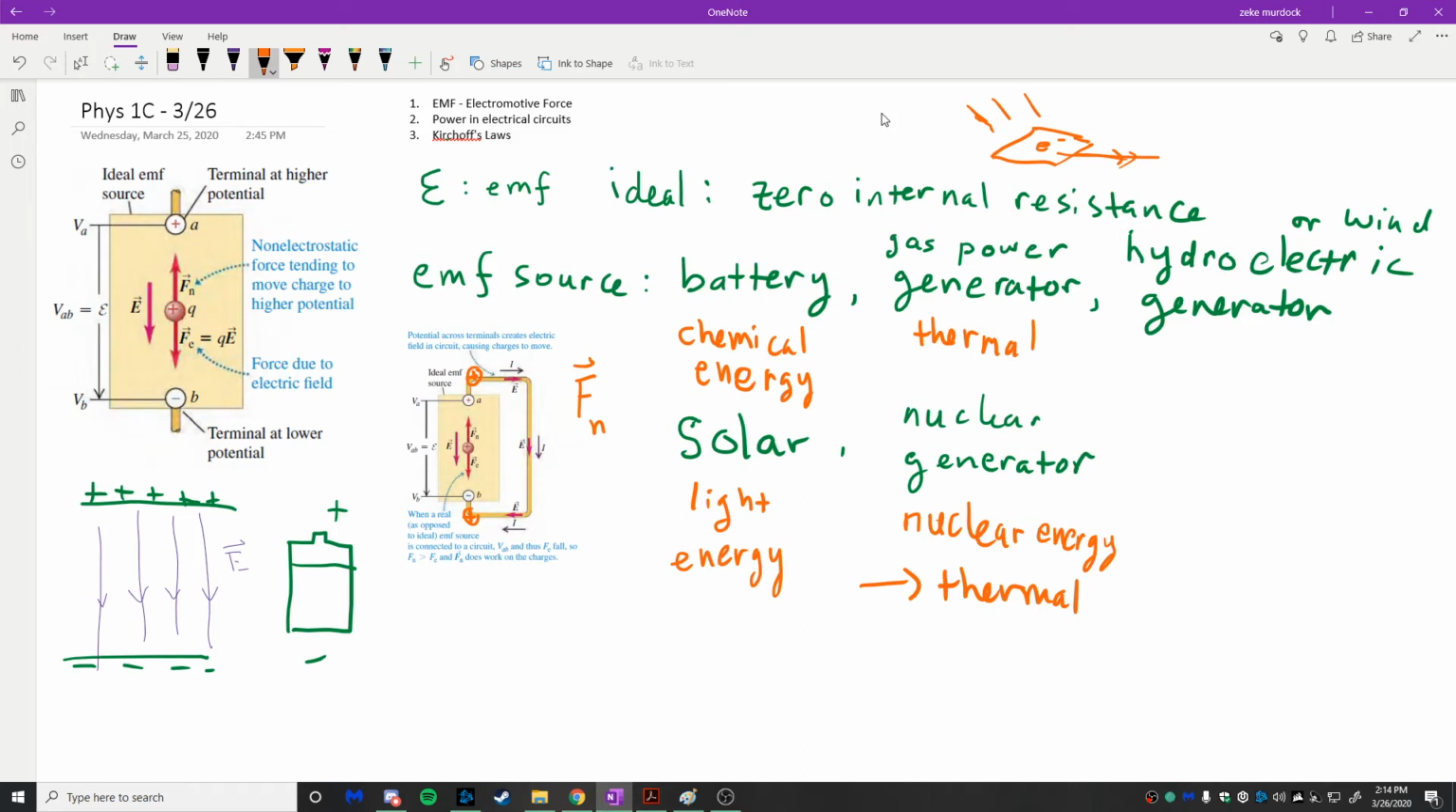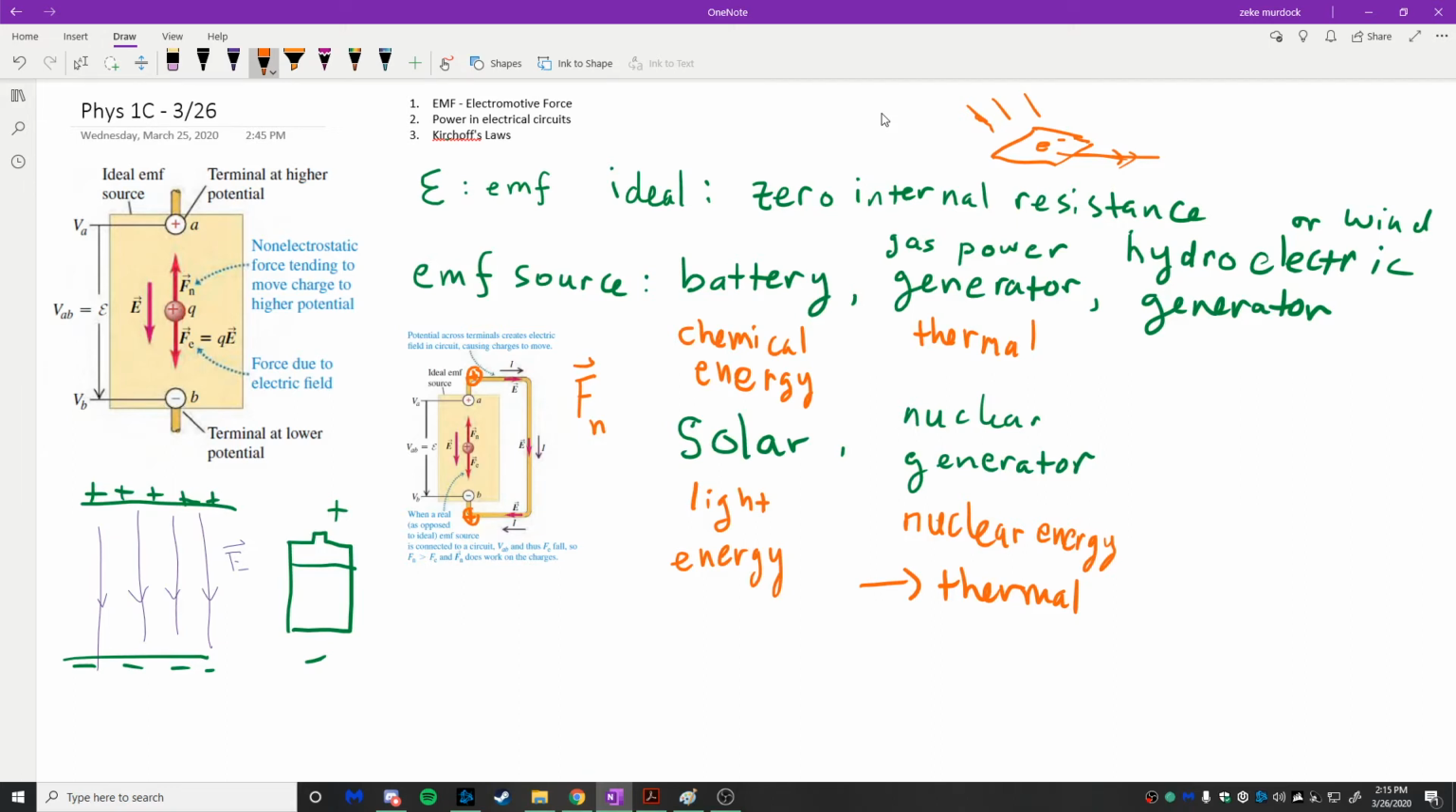Hydroelectric and wind, these just work off of, well, hydroelectric. What kind of energy does hydroelectric use? What's an example of a hydroelectric energy generator? It's a dam, right? It's basically mechanical energy, or more specifically, mechanical energy we can break up into two types, right? Kinetic and potential energy, right? So mechanical, I guess that's the best way to say it.